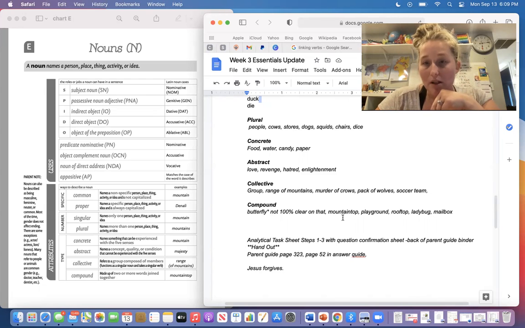Then we have mountaintop. So mountain and top come together to make mountaintop. Playground, play and ground come together to make playground. Rooftop, roof and top come together to make rooftop. Ladybug, lady and bug come together to make ladybug, and mailbox, okay? This is the last portion of this chart.